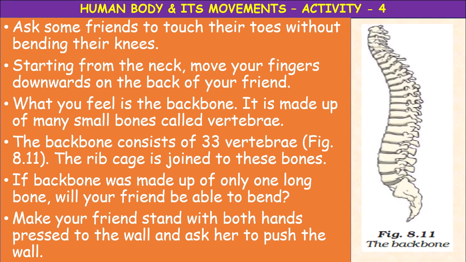Okay, so these small bones together form the backbone. Each one is called a vertebra. How many vertebrae are there? There are 33 vertebrae present. Okay, these 33 vertebrae combine together to form the backbone or vertebral column.